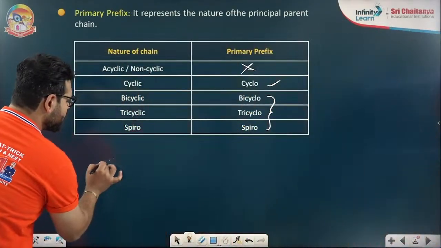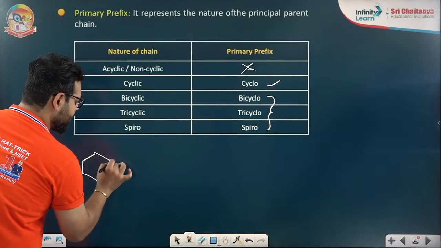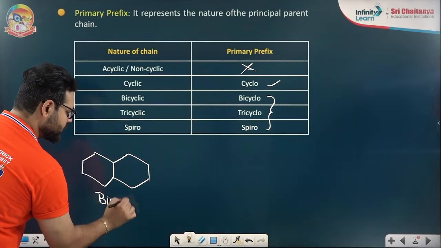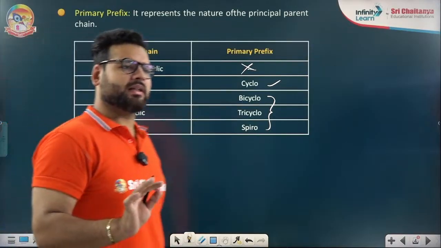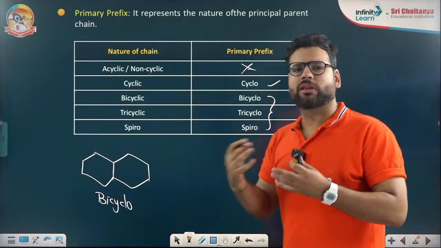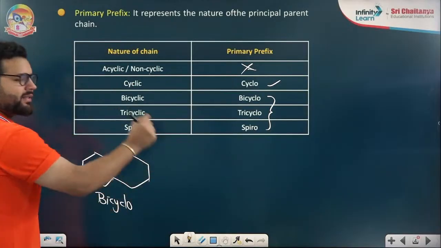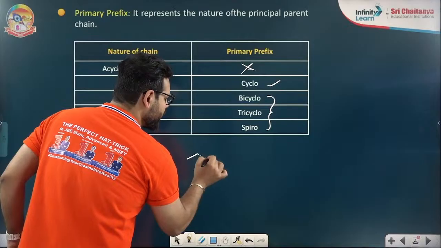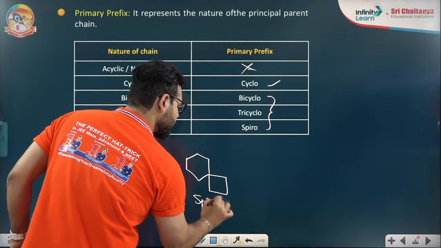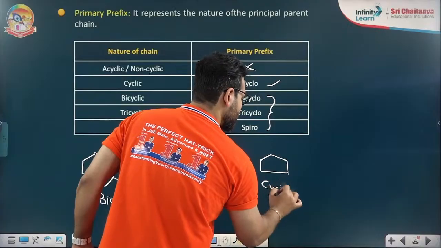Whenever, beta, there are two rings which are attached by two carbons, we call them bicyclo compounds. Just the classification you learn. No need to know how to do the naming. It's not there in the syllabus. So whenever two rings are joined by two carbons, bicyclo. Whenever two rings are joined by one carbon, something like this, spiro. And whenever there is a single ring, that is cyclo.